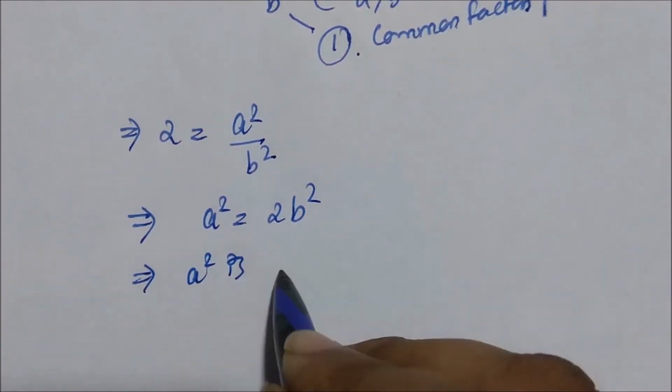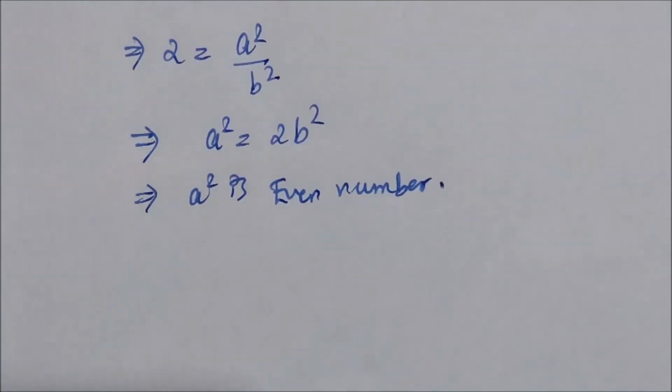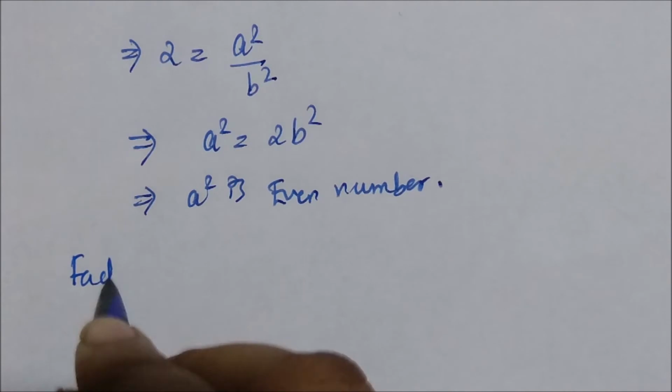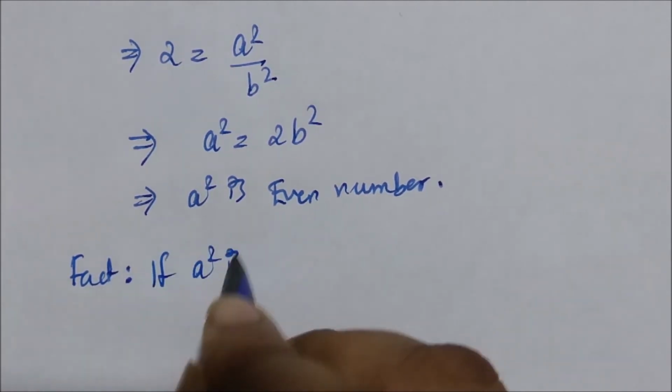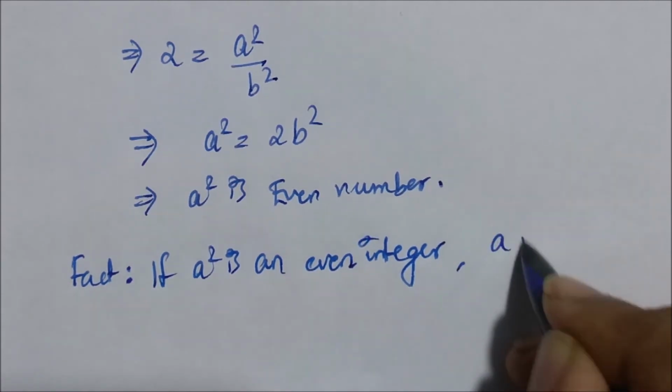Now according to the definition of an even number, a square is an even number here, right? Now we make use of the fact that if a square is an even integer, then a is also an even integer, right?